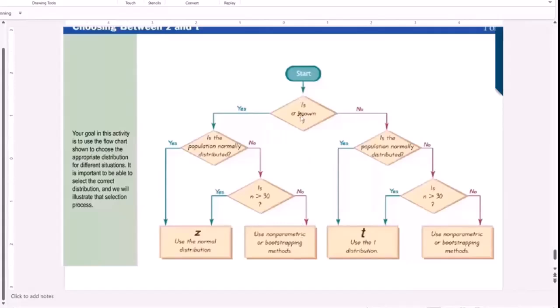Also, we could go the other way. We don't know the standard deviation of the population. We may only know the standard deviation of the sample. We go here. Is the population normally distributed? Yes. We use our t-distribution. If we say no, then we go this way. Is n greater than 30? If it is, we go back and use our t-distribution. If it's not, we use another method. I think this really will help you decide between a z and a t table.